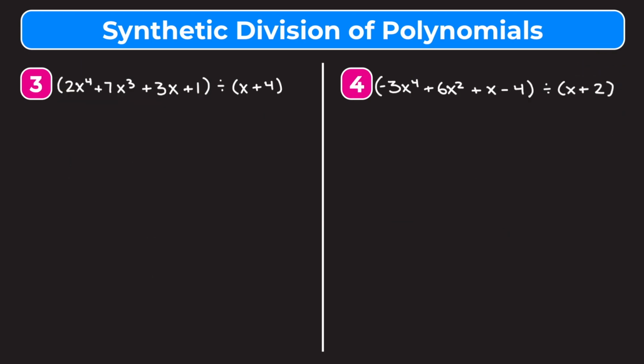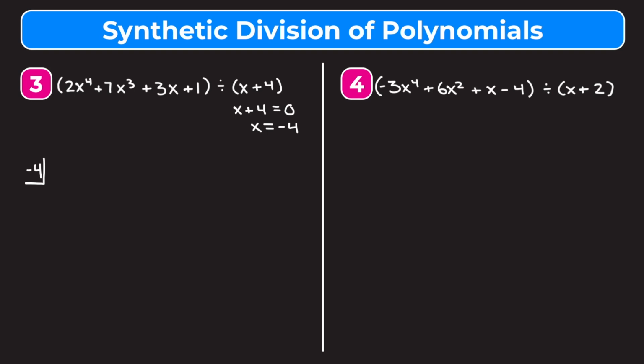So in example 3, we have the polynomial 2x to the fourth plus 7x cubed plus 3x plus 1 divided by x plus 4. So I'm going to start by drawing my box, and now let's figure out what goes in the box by setting what we're dividing our first polynomial by equal to 0 and solving. Subtract 4 from both sides to get x equals negative 4. So we're going to put a negative 4 in the box.